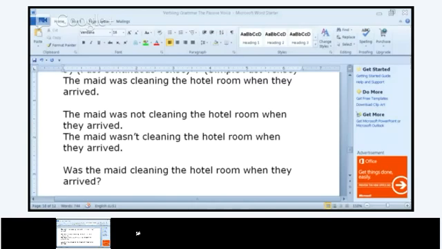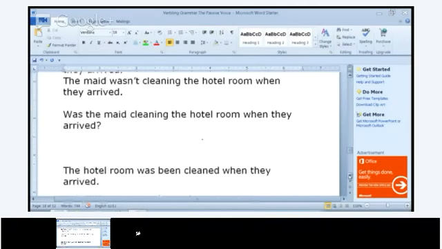The hotel room was being cleaned. The hotel room wasn't being cleaned. And how about the question form? Do we have that? Yeah. Was the hotel room being cleaned when they arrived? Excellent. Let me move this down. And I'm going to move on to show the examples.